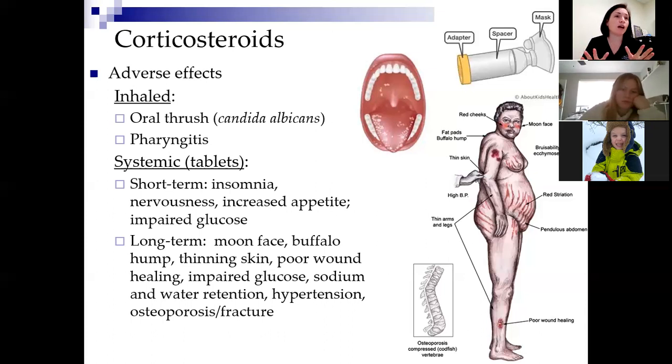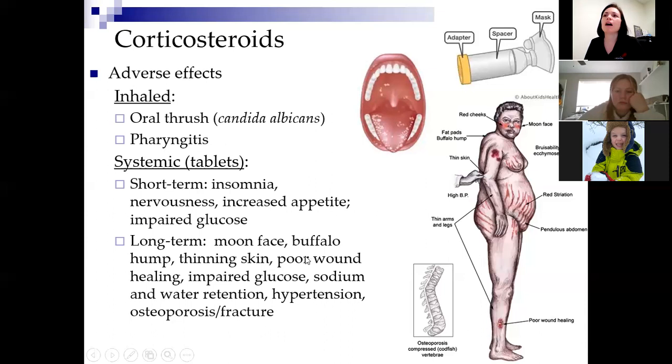And that's something that patients don't want to have to mess with at all. Pharyngitis is also a side effect, but the fungal disease or the thrush is the one that we really want to try and avoid. So if you ever have a patient who is using a corticosteroid inhaler and keeps having recurring oral thrush or Candida albicans, then you can recommend a spacer to them.